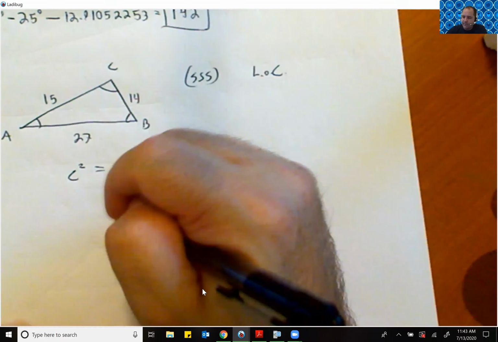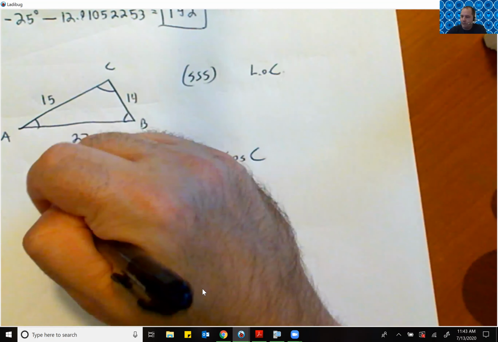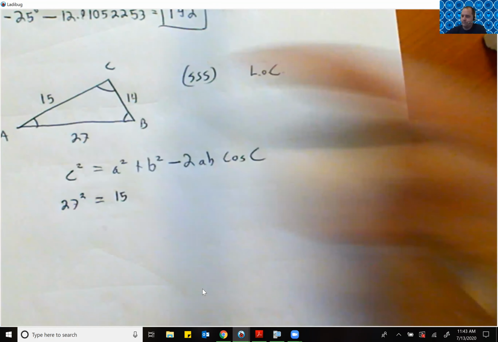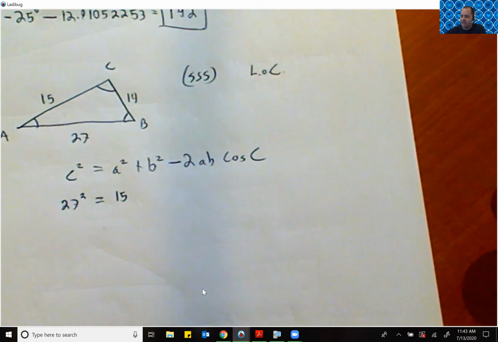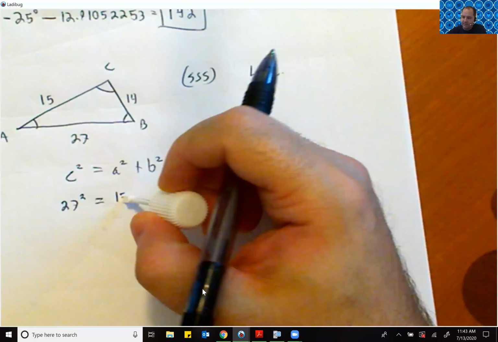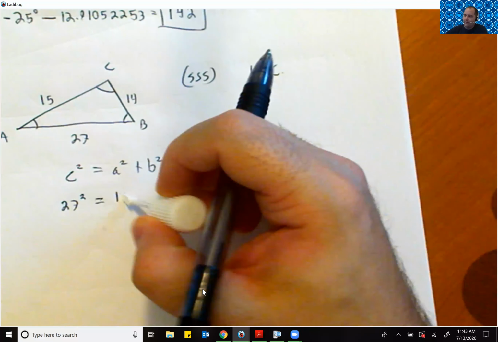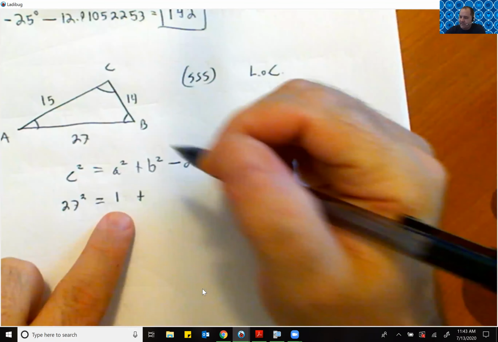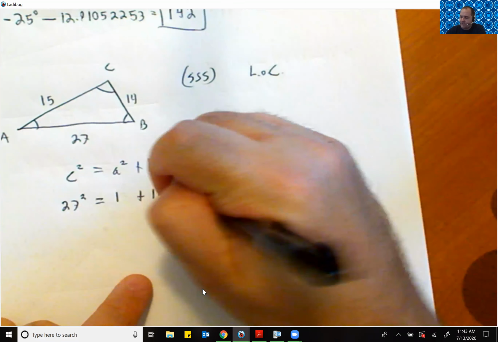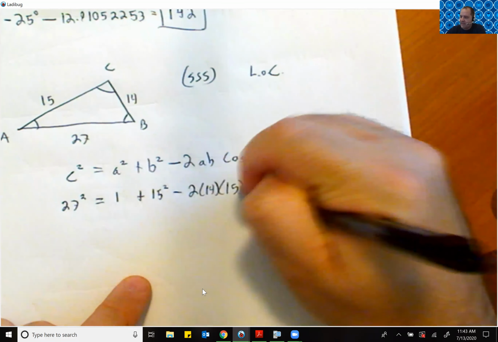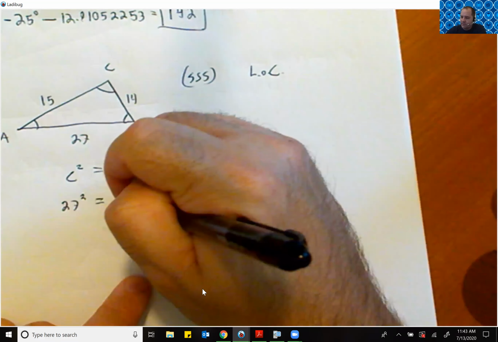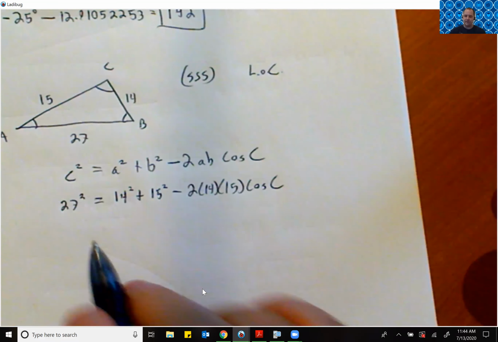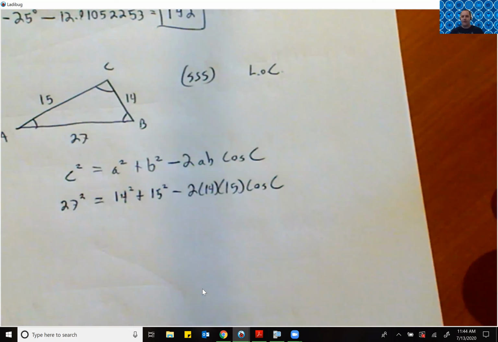So C is 27 squared equal to A, which is 14. I always like to use the right numbers because, well, technically it doesn't really matter in that part right there, but it's good to make sure that you have the correct number. So the real little a is 14. I'll come back to that because that's drawing. 15 squared minus 2 times 14 times 15 cosine C, 14 squared. So we're going to need to do some math here. So we're going to need to figure out the 27 squared, the 14 squared, the 15 squared, and bring them all over on one side.